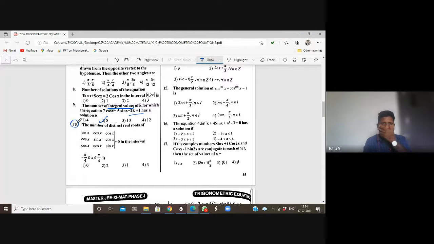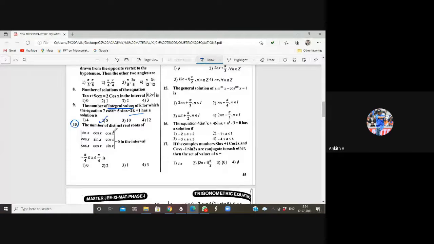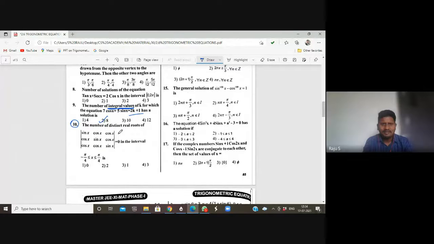So in this question, solve the determinant. For how many values of x from minus pi by 4 to plus pi by 4 is the determinant equal to 0?